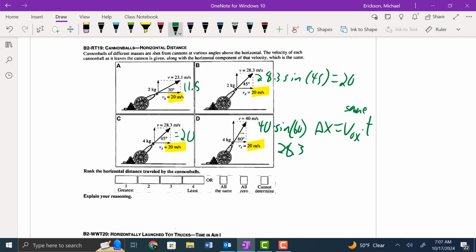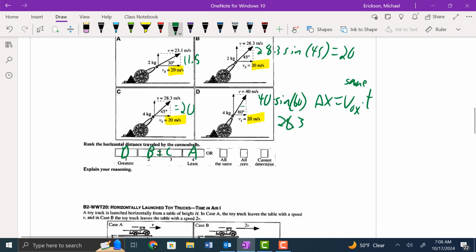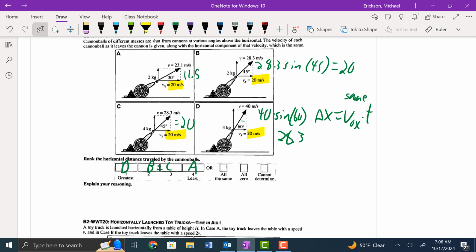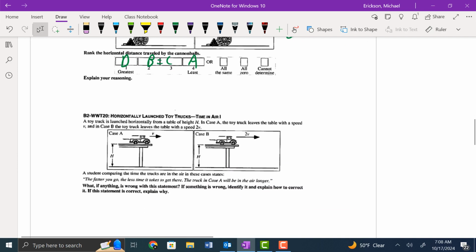The mass of the cannonball does not matter. Remember, mass does not matter. If you know it's going that velocity, it's just going to end up traveling the same way. There's no air resistance, so it's D, B is equal to C, and then A. And the reason is basically it's the order of the v naught y's, because those indicate which will have a longer time in the air.